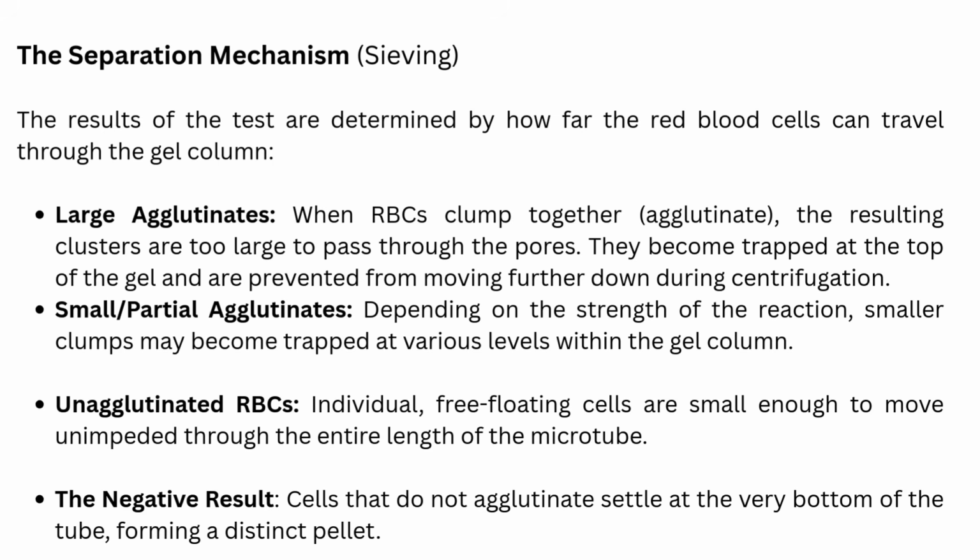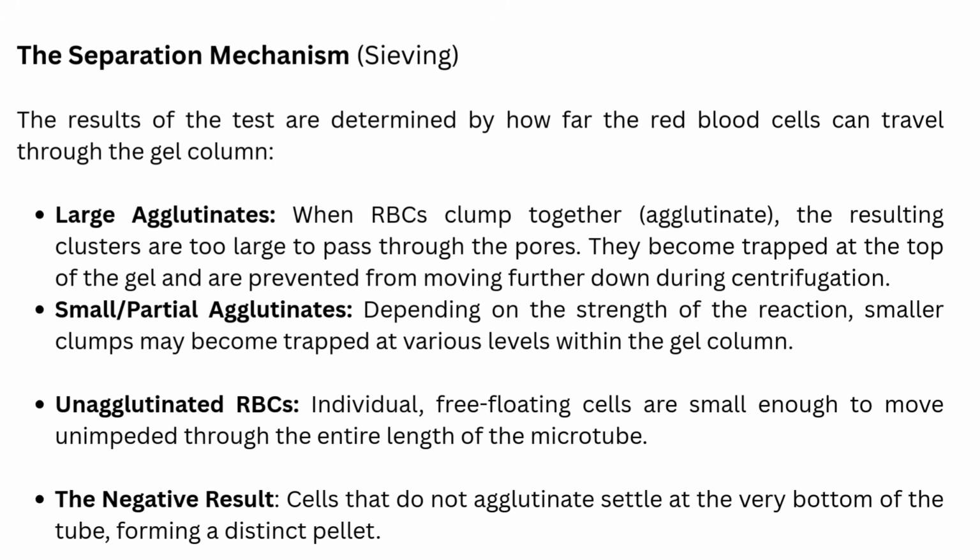So in this slide class, we'll tackle the separation mechanism of the gel card technology, focusing on how the gel acts as a sieve to determine the outcome of the test. So first and foremost, let's consider large agglutinates. So the large ones, no. So when red cells or RBCs agglutinate, meaning they clump together into large clusters, they're too big to pass through the gel pores, and these clusters become trapped at the top of the gel column during centrifugation.